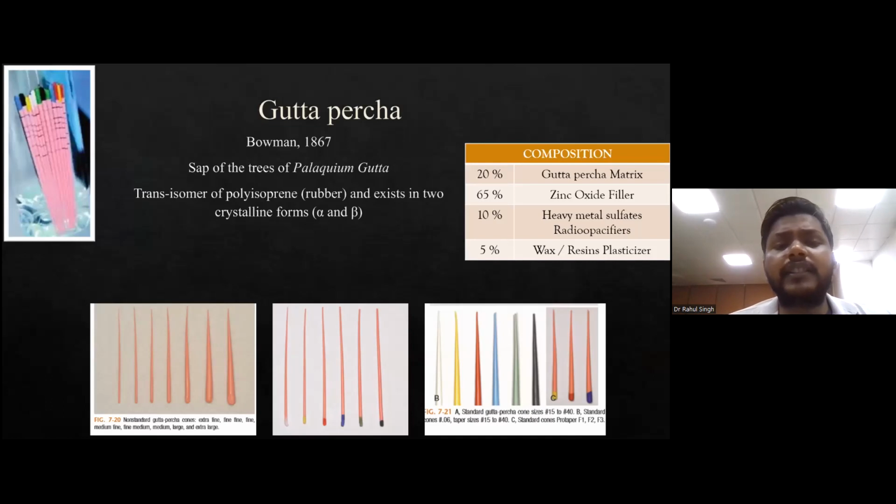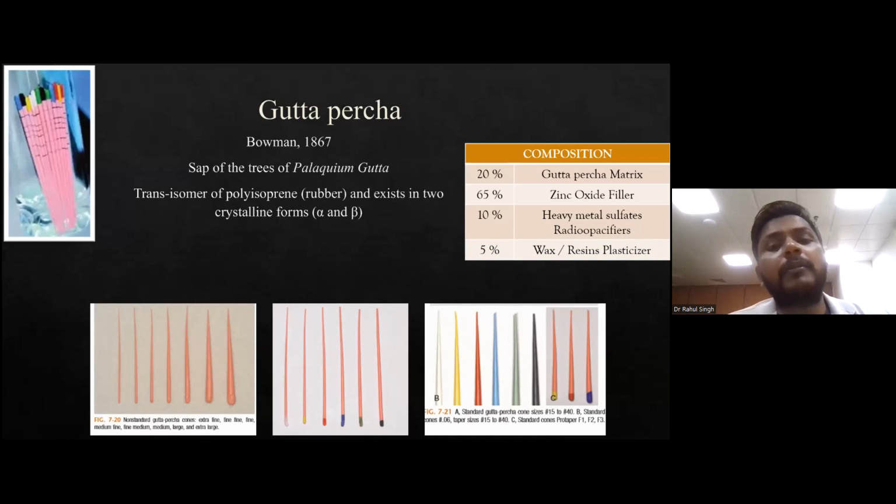But when heated to 65 degrees Celsius or above, the material changes to the alpha phase, which becomes pliable and also tacky and can be made to flow when pressure is applied. But the major drawback of this alpha phase is that the material shrinks on setting. So now we know that the material shrinks on setting.